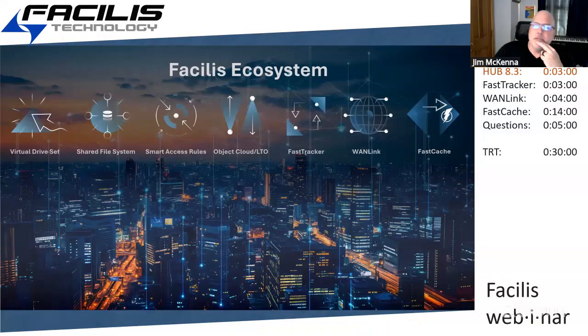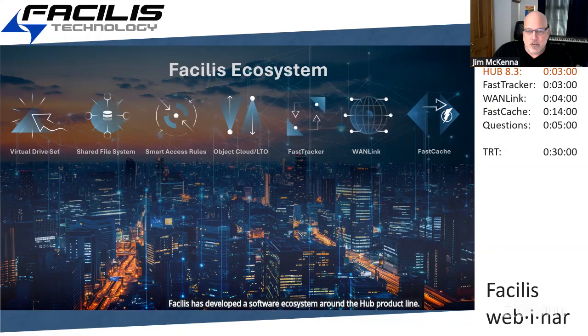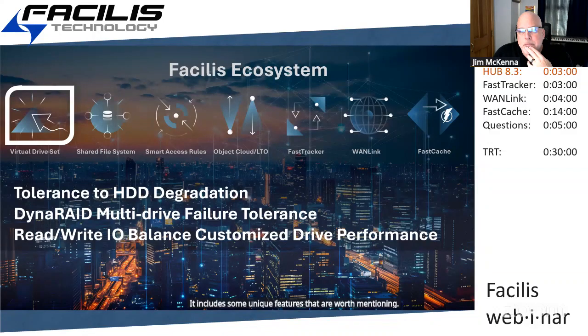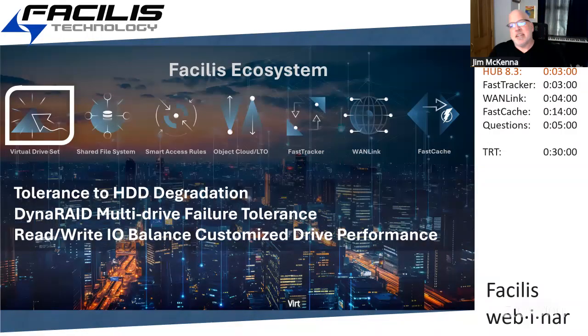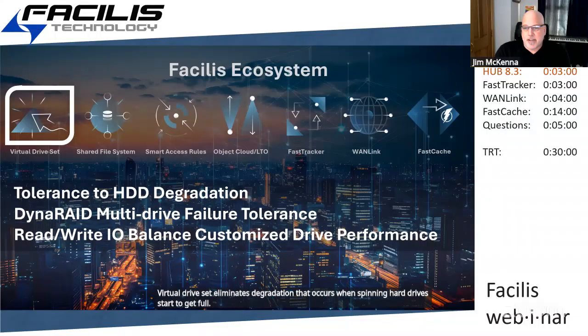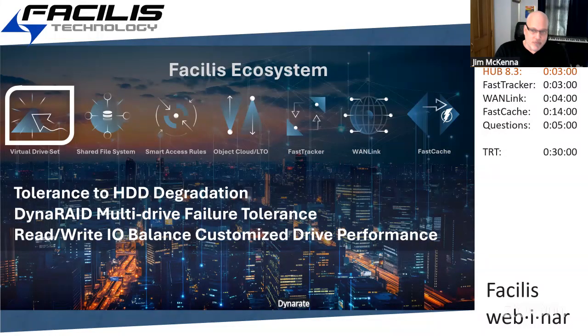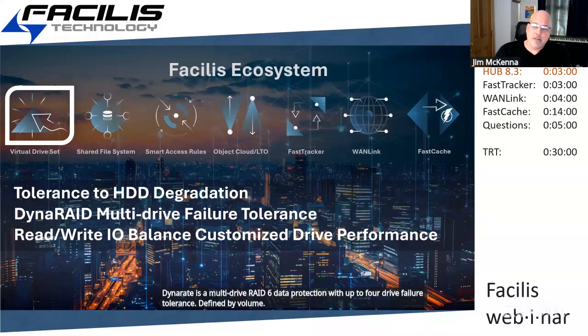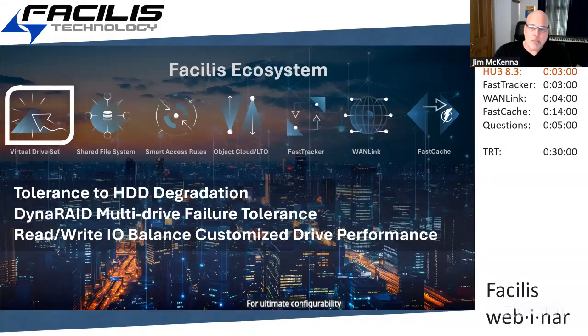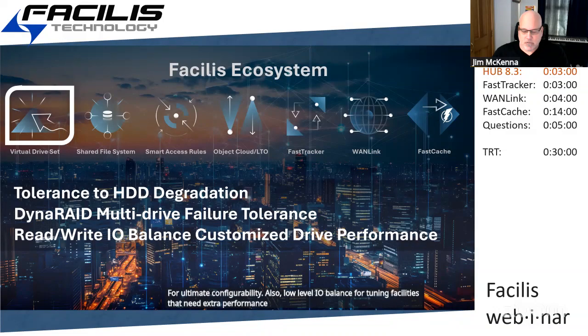Facilis has developed a software ecosystem around the Hub product line. It includes some unique features that are worth mentioning. Virtual drive set eliminates degradation that occurs when spinning hard drives start to get full. DynaRAID is a multi-drive RAID 6 data protection with up to 4 drive failure tolerance, defined by volume for ultimate configurability. Also, low-level I/O balance for tuning facilities that need extra performance on constant read or write loads.